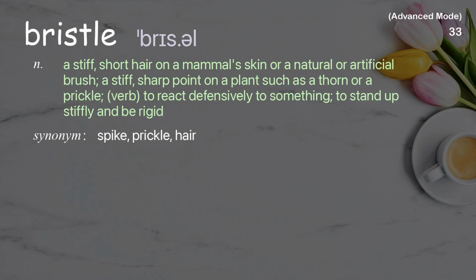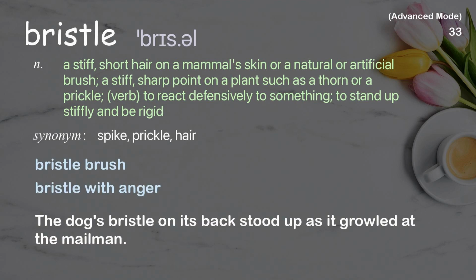Bristle. A stiff, short hair on a mammal's skin or a natural or artificial brush, a stiff, sharp point on a plant such as a thorn or a prickle. Verb: to react defensively to something, to stand up stiffly and be rigid. Examples: bristle brush, bristle with anger. The dog's bristle on its back stood up as it growled at the mailman.